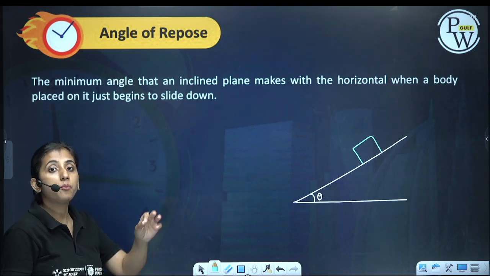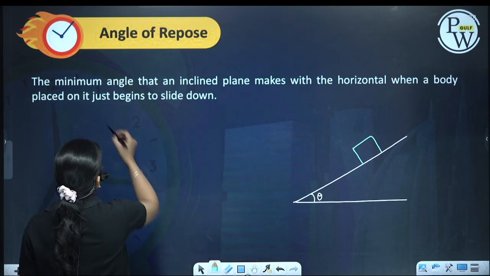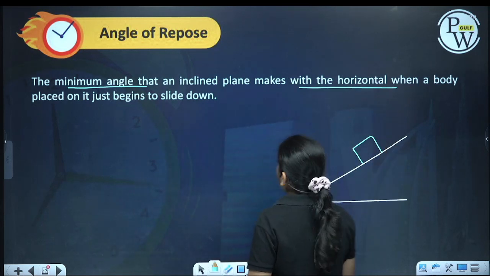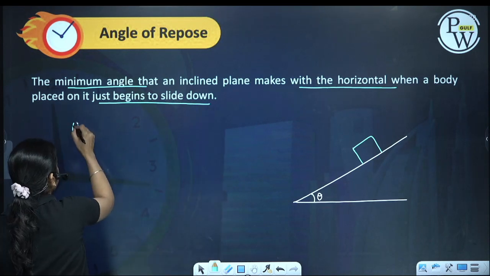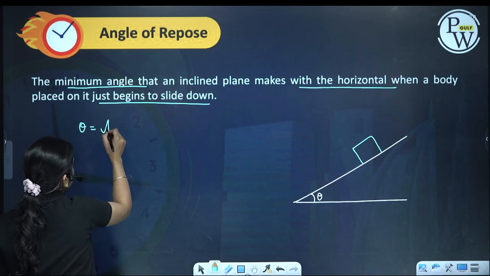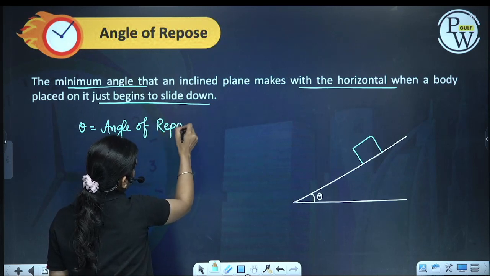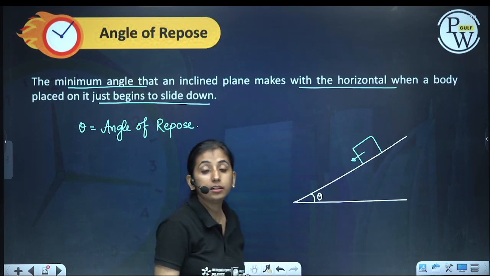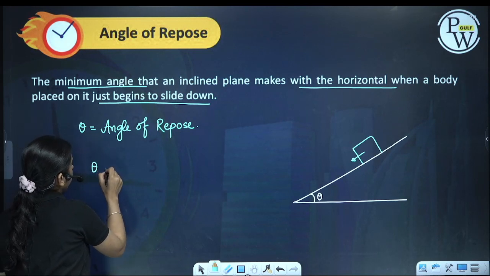The minimum angle for which a body kept on it starts sliding down is called the angle of repose. It is the minimum angle that an inclined plane makes with the horizontal when a body placed on it just begins to slide down. So theta r will be the angle of repose.